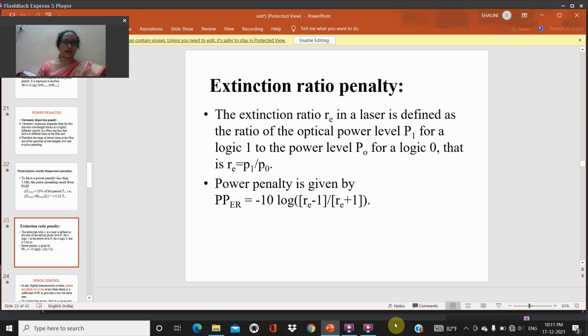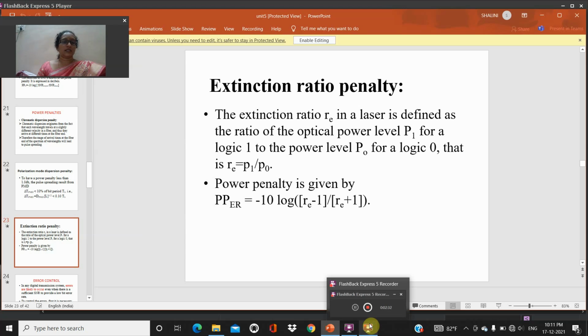Extinction ratio penalty. So, what is extinction ratio penalty? The extinction ratio penalty in a laser is defined as the ratio of the optical power level P1 for a logic 1 to the power level P naught for a logic 0. That is, RE is equal to P1 by P naught.